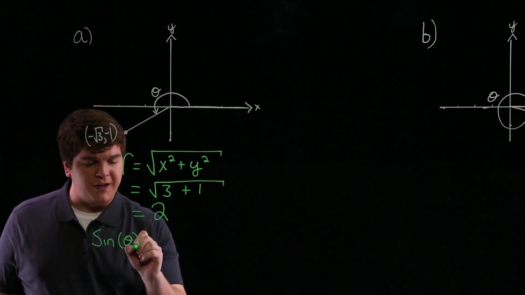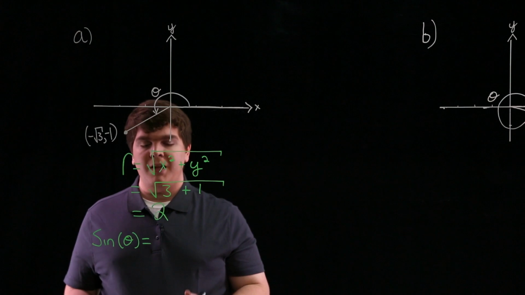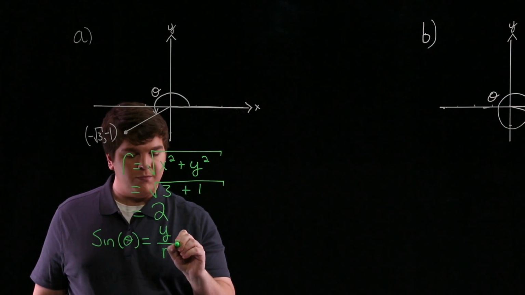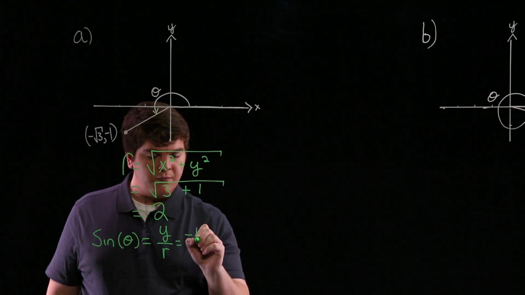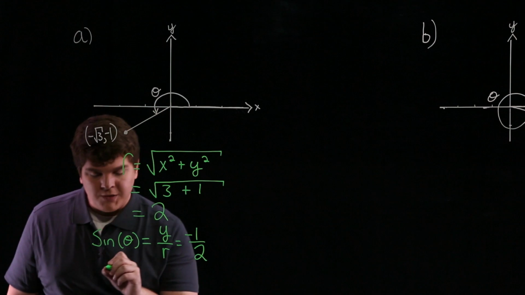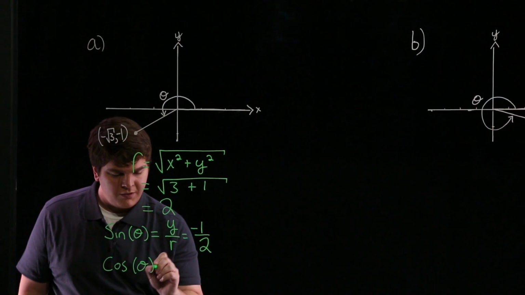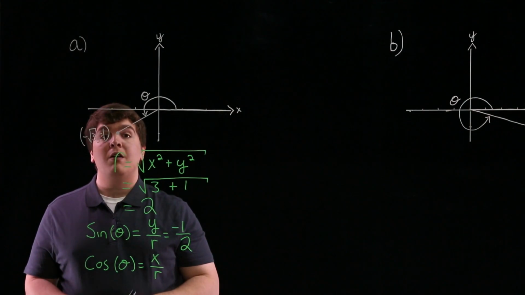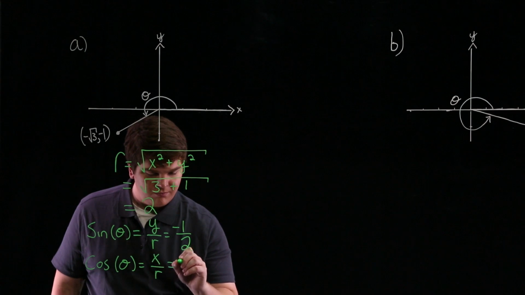Let's begin by finding sine of theta. We'll wish to recall that sine of theta is equal to y divided by r, which in this case is negative 1 divided by 2. Cosine of theta is equal to x divided by r, which in this case is negative square root of 3 divided by 2.